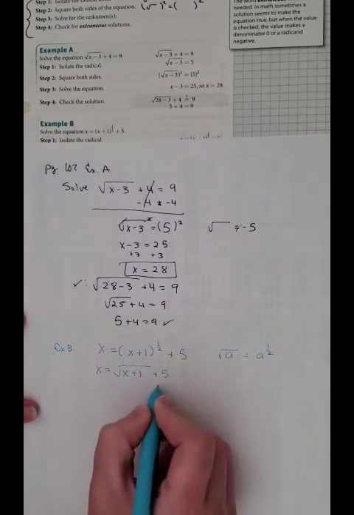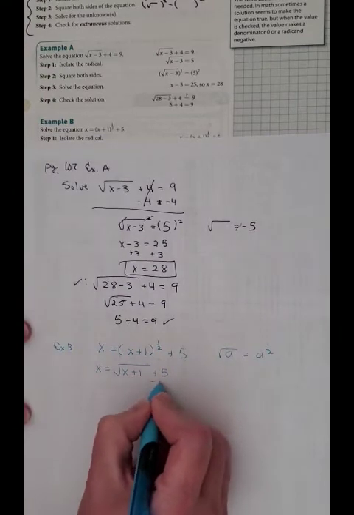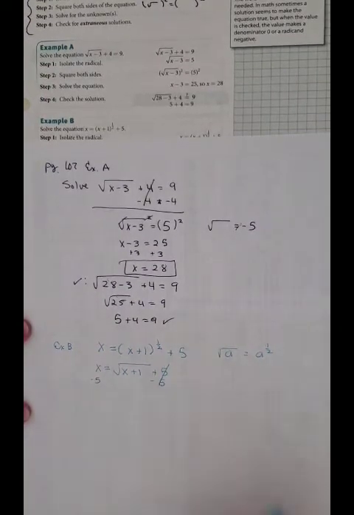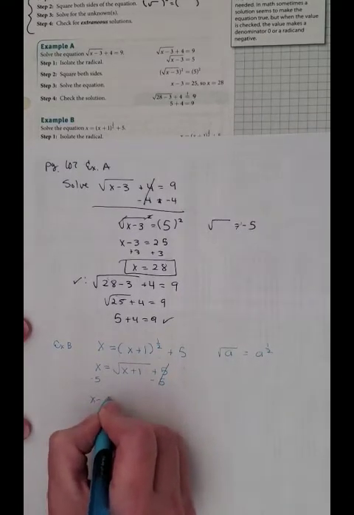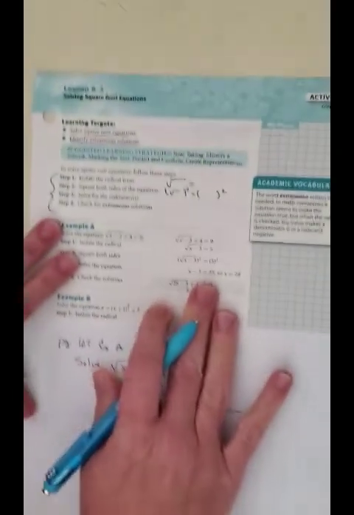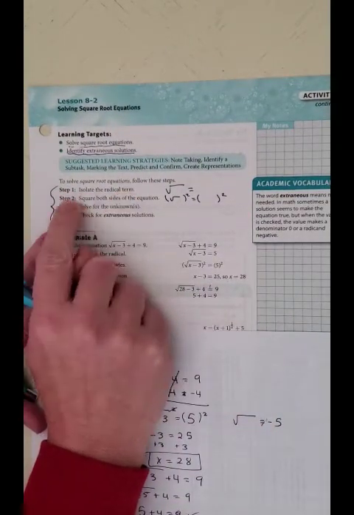Okay, now we're going to begin solving. So it says the first step is to isolate the radical. So I'm going to isolate my radical by subtracting 5. And that's x minus 5 equals the square root of x plus 1. Again, you guys should be referring back to these steps. Isolate the radical term, I have. Next, I'm going to square both sides of the equation.